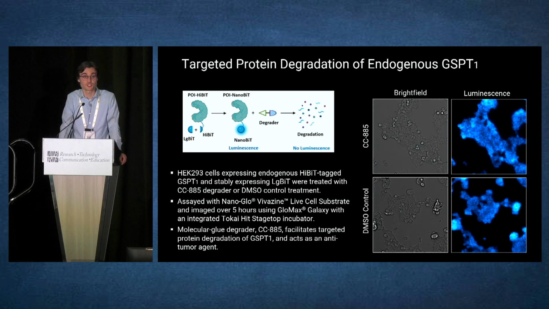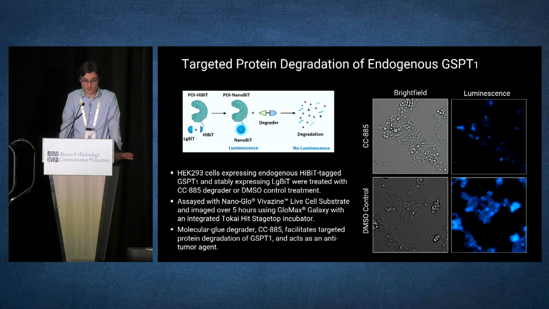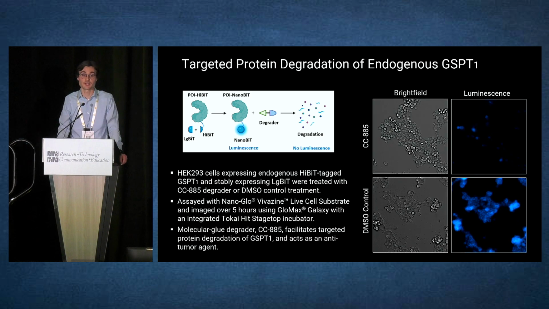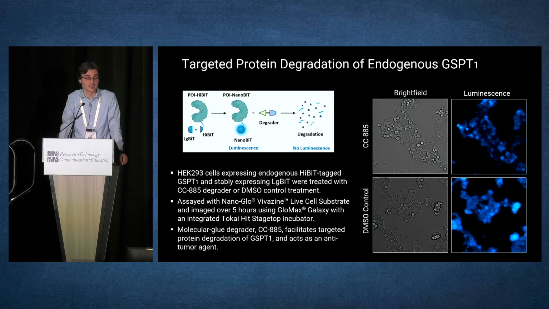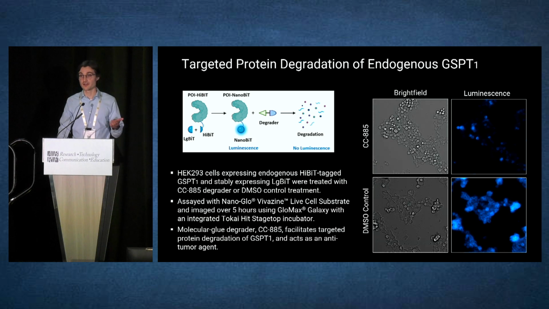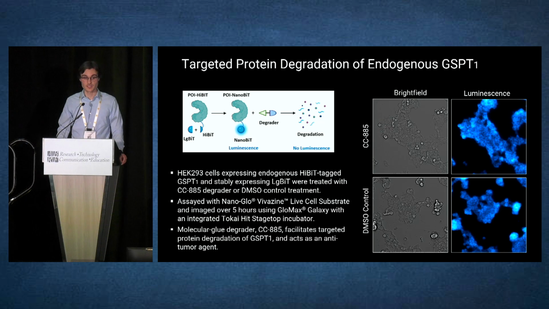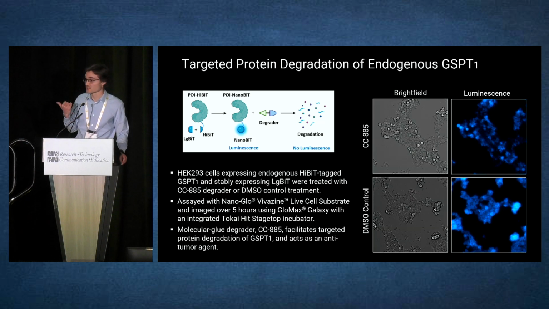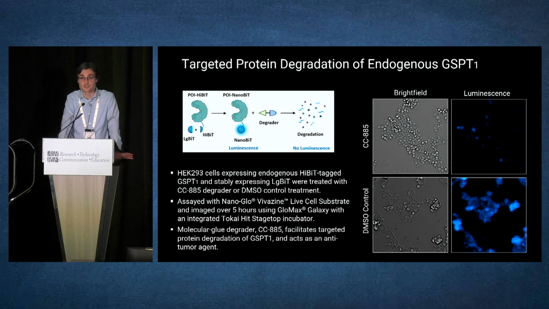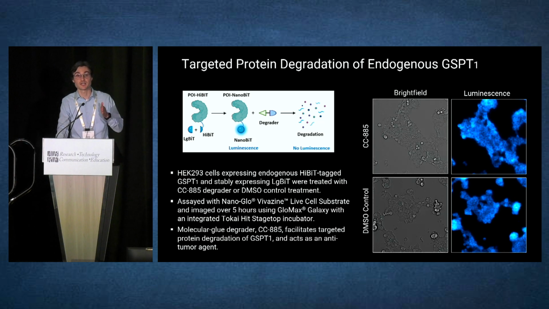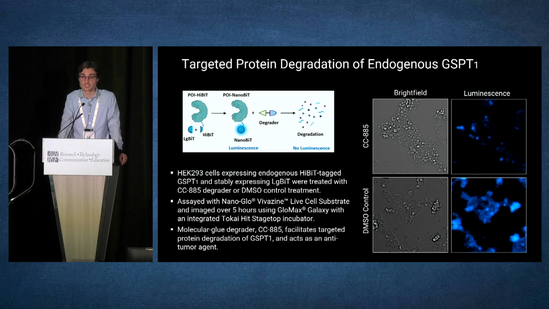So it's showing long-term images of luminescent signal. And so here, they were again tagged with HiBiT and treated with a molecular glue degrader, CC885. And then they were assayed with our Nano-Glo Vivazine live cell substrate, and then imaged over 5 hours. And so again, using that stage-top incubator to keep your cells really happy. And so hopefully you can appreciate, if you look at the cells that were treated with the molecular glue degrader as opposed to the DMSO control, the luminescent signal is dramatically decreasing over those 5 hours. And so what this decrease in luminescent signal is indicating is targeted protein degradation.